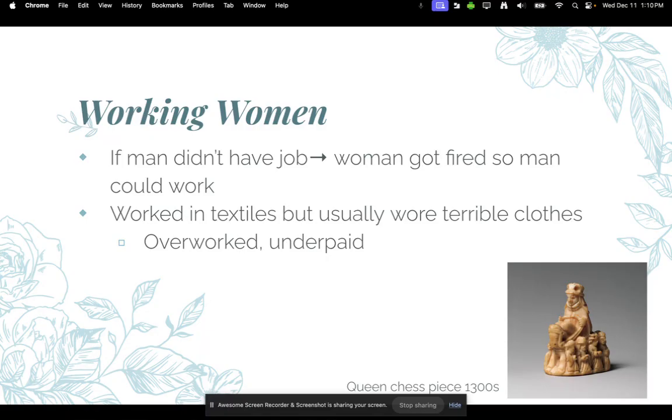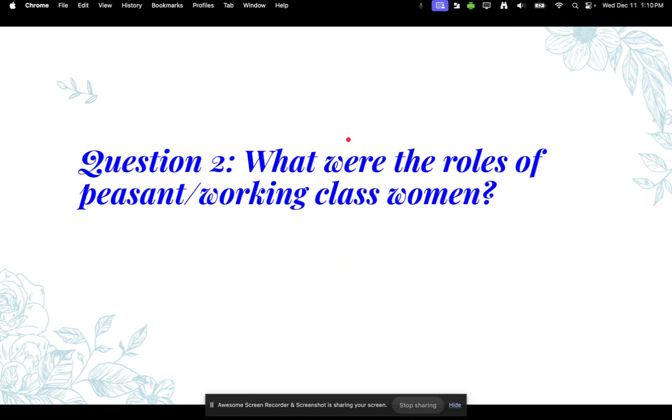They also, when they worked at the textile factories, would make really nice clothes like silk and stuff, but they usually wore terrible clothes because they themselves were very overworked and very underpaid. So, question two: what were the roles of peasant/working class women?